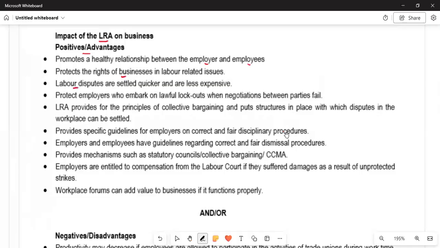You would find sometimes between state organs that those disputes can be settled without going to court, because there is a positive correlation between the two state organs. But sometimes if it goes to court, it is less expensive sometimes, but these disputes can be more expensive if you do not acquire a lawyer, for the protection of the employers who embark on lawful lockouts when negotiations between parties fail.